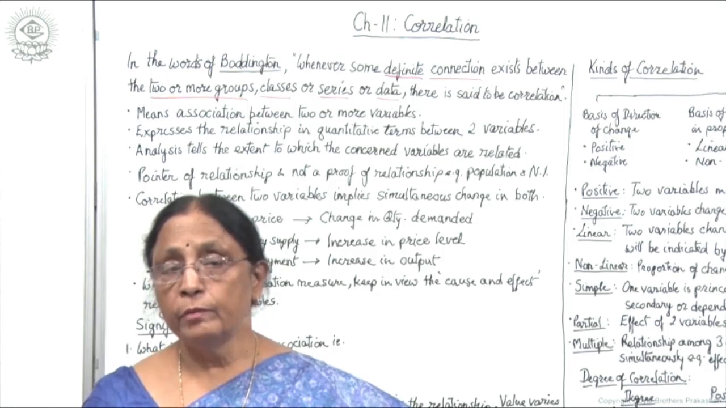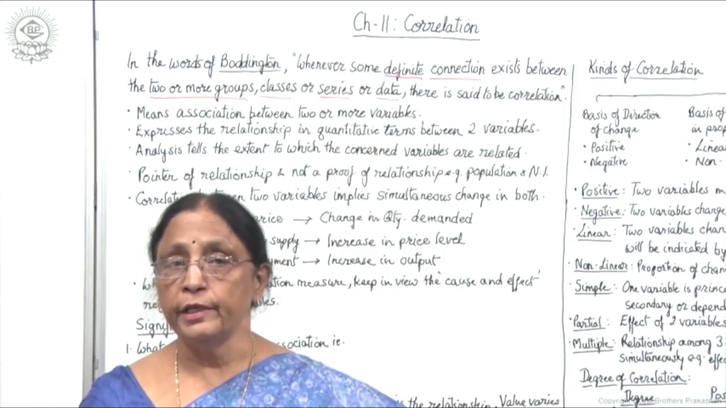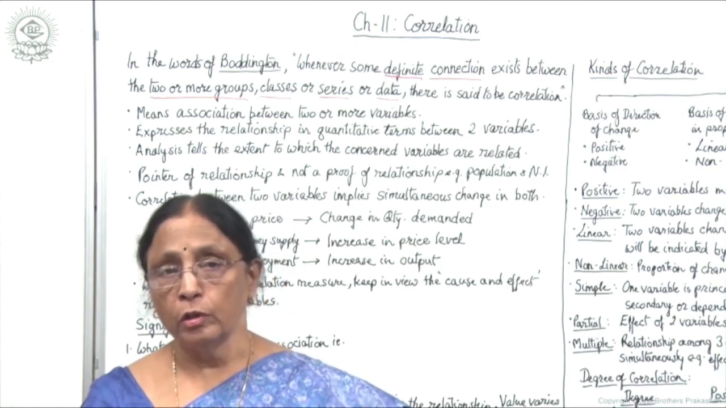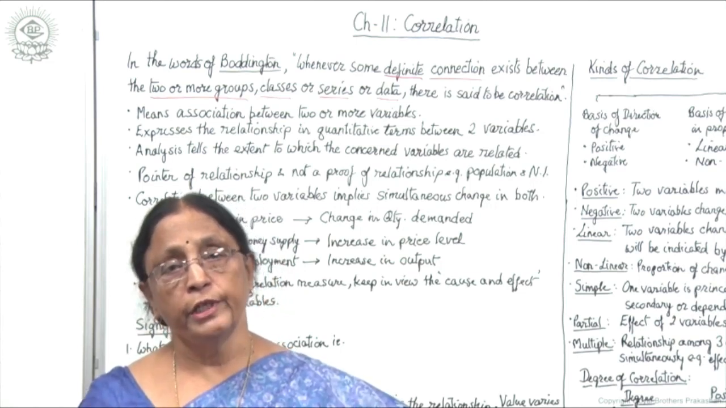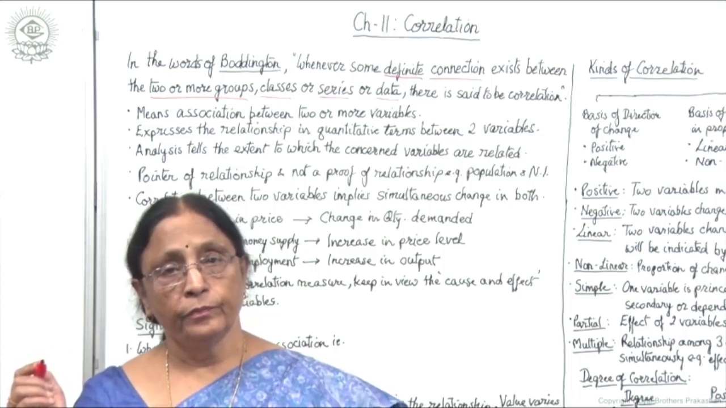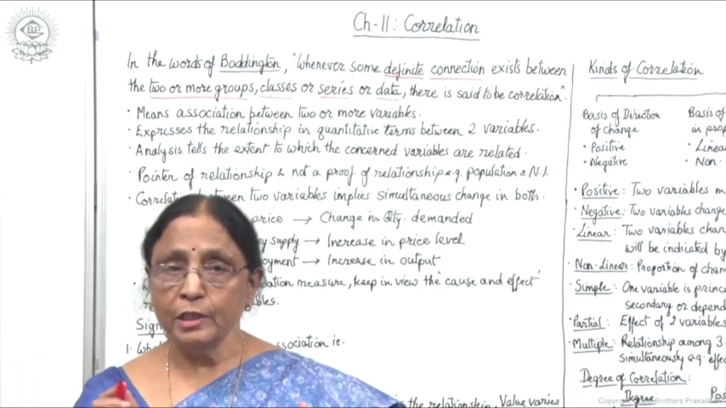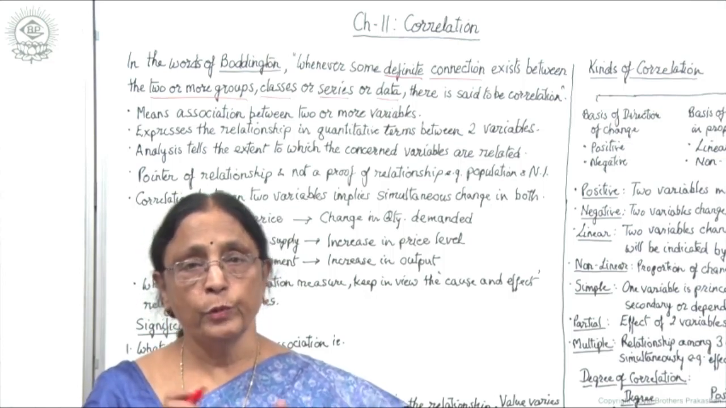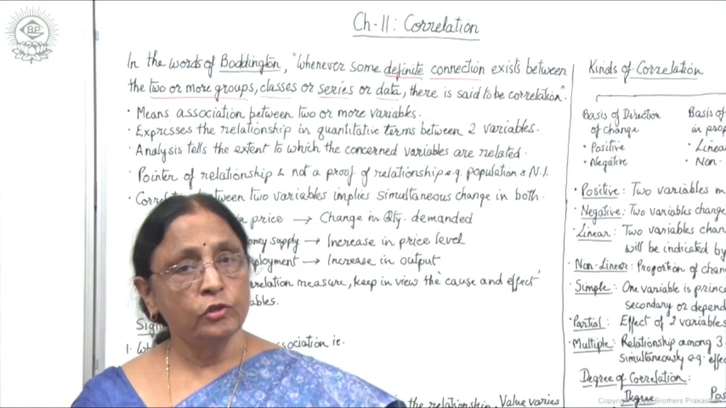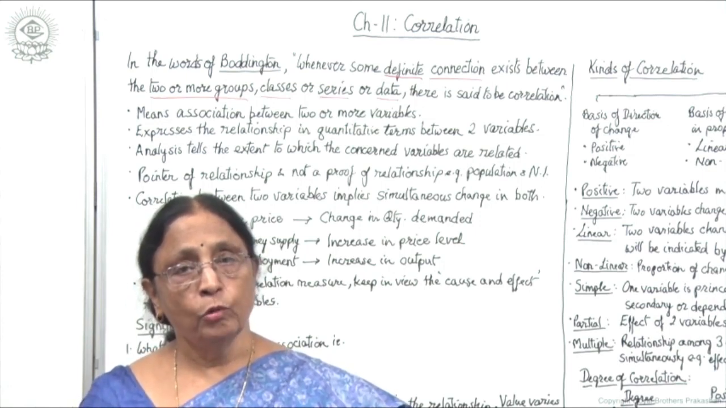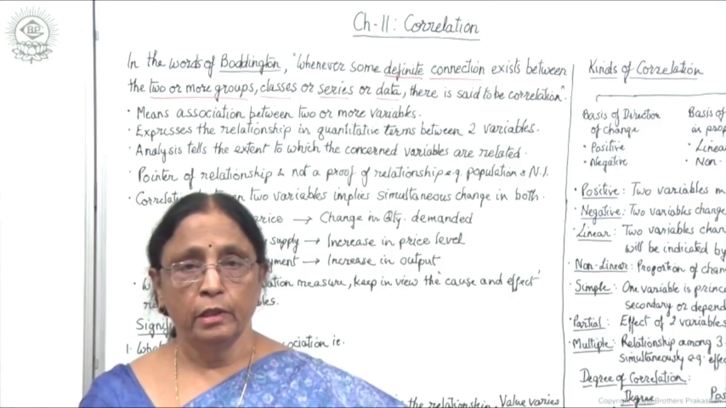But if we say that when quantity demanded increases, price decreases, then it will be wrong, because whenever quantity demanded increases, prices are bound to increase, right? So there is a correlation, but which one is the cause and which one is the effect is not clear when we say that price and quantity demanded are correlated.